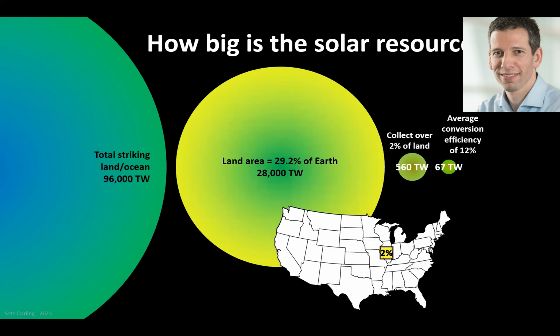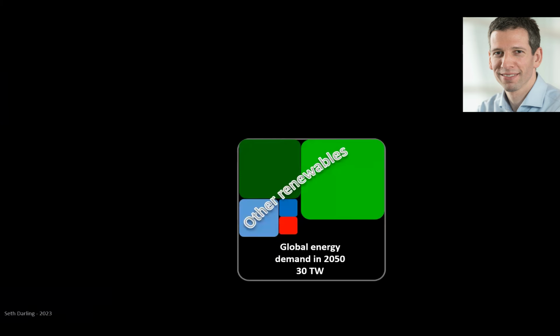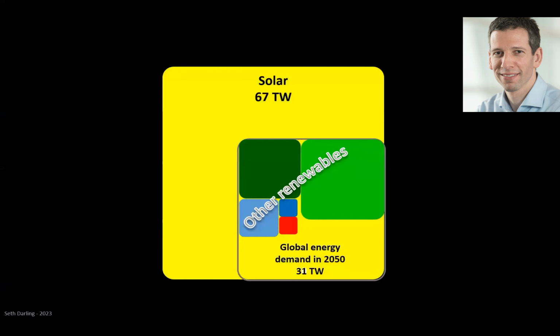But that tiny little circle, the actual feasible supply that we can access just using solar panels, is that yellow box. So the feasible supply for solar energy is more than 2 times larger than the total projected global energy demand in the year 2050. Now, the point is not that we should get all of our energy from solar. We should not. There are all kinds of reasons that would be a bad idea. But the point is, there is plenty of energy there.